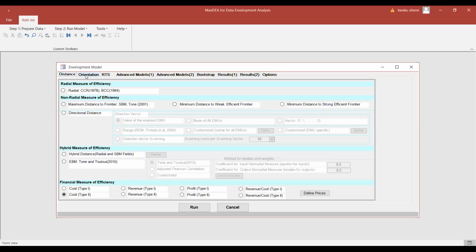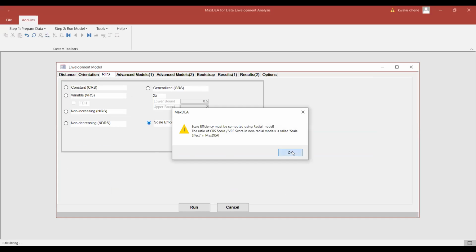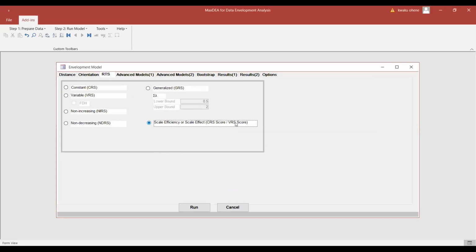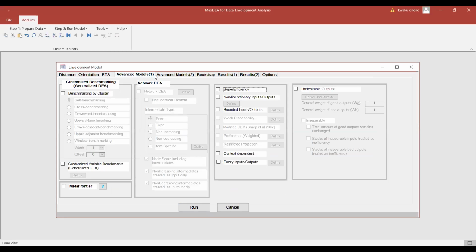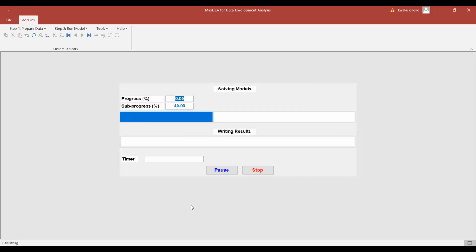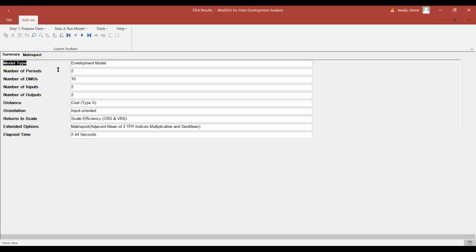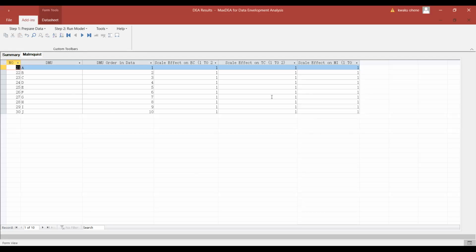Let's run it. Cost orientation is input orientation, returns to scale. And I'm just going to choose the scale, just the scale efficiency part. Now, of course, it will tell you that the results are going to be slightly with a different name. Now, this is an estimation of the scale efficiency part. You can see that it's giving me everything one. You see that? It's giving me everything one.